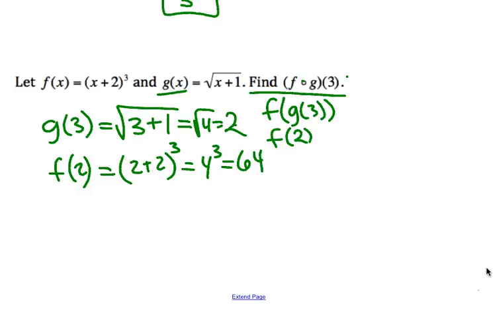With these function compositions, you have to pay attention to make sure that all of the values are part of the domains of each of them. If you look at this, we got g of 3 to be 2, and 2 is part of the domain of the function f of x, so that's fine. It all worked out.